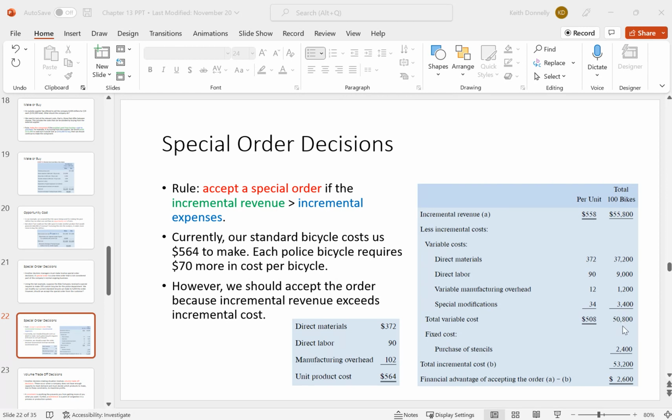We're looking at variable costs there of 5080. We got to purchase some stencils of 2400. Add those together, we're looking at 53.2. Right, so this order, if we do it, we'll get 55 of revenue and we'll have 53 of expenses. We should accept it. We're going to make money.